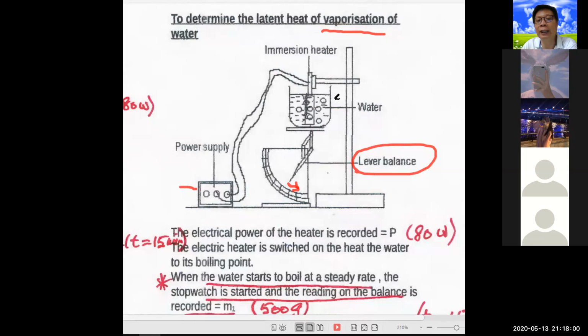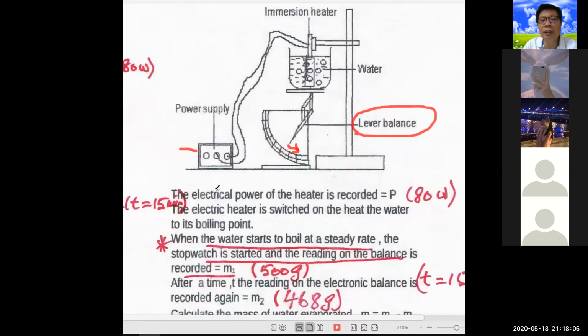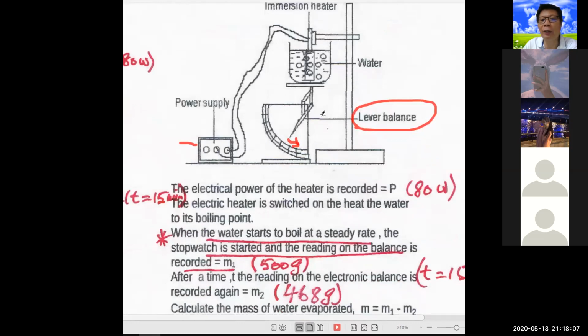Okay, so let's see how to do the experiment. Record the electrical power of the heater. You always check the heater, see how many watts, let's say 80 watts, and record it. Then the electric heater is switched on to heat the water to its boiling point, 100 degrees, until you see water vapor come out and bubbles.